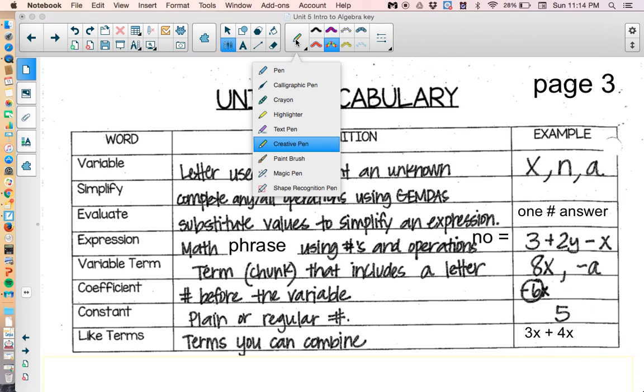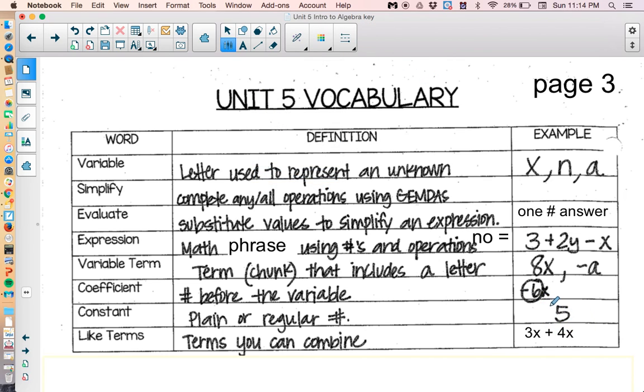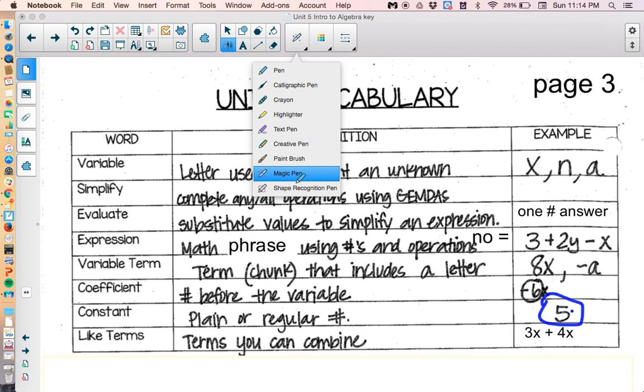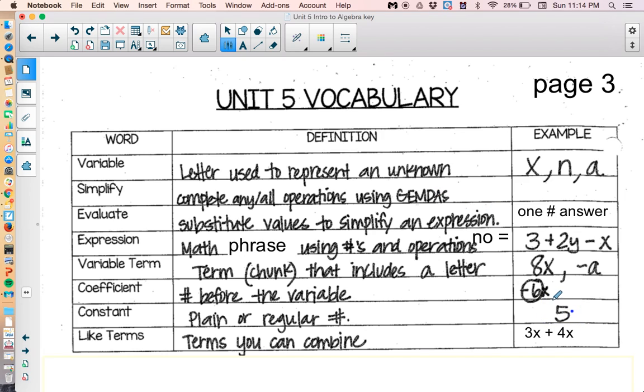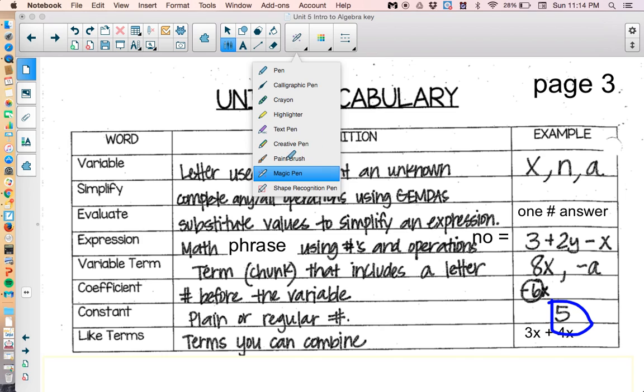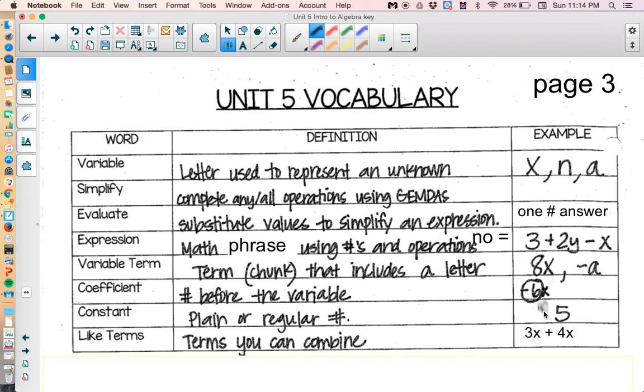Okay, let me try one other creative pen just because it's fun. So the constant is a plain number, such as this. Oh, interesting. That didn't really work the way that I wanted it to. Let's try that again. Oh, that's right. This is the one that disappears. I was thinking of a different one. Sorry, guys. I was thinking of one that makes it stand up. Ooh, this is like a paintbrush. Fun. Okay, a little bit too much fun. Just didn't want you to get bored.